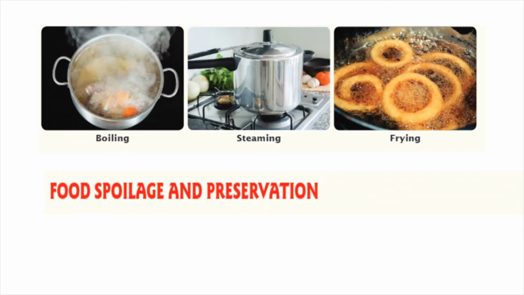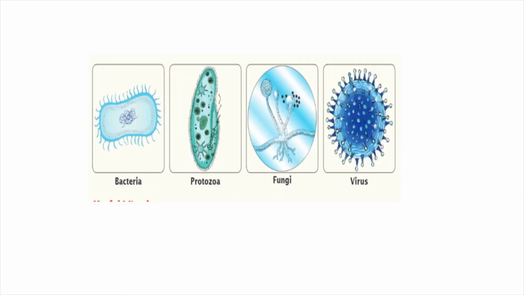Then we will talk about cooking. There are different methods by which we cook our food. First is boiling, steaming and frying. Then food spoilage and preservation. We have seen that if we keep food for a long period of time, it can spoil. So it is very important to preserve the food by different methods.